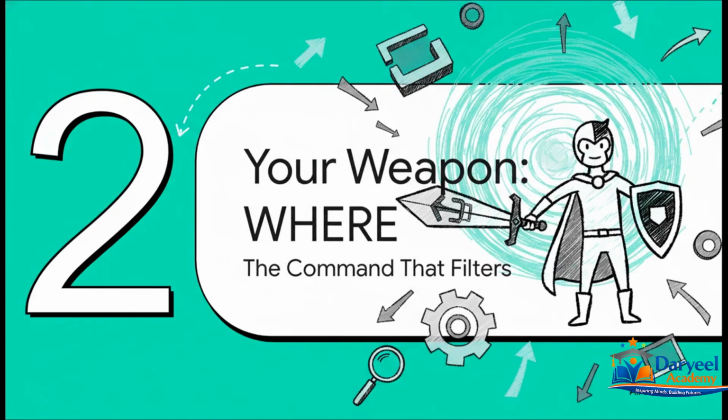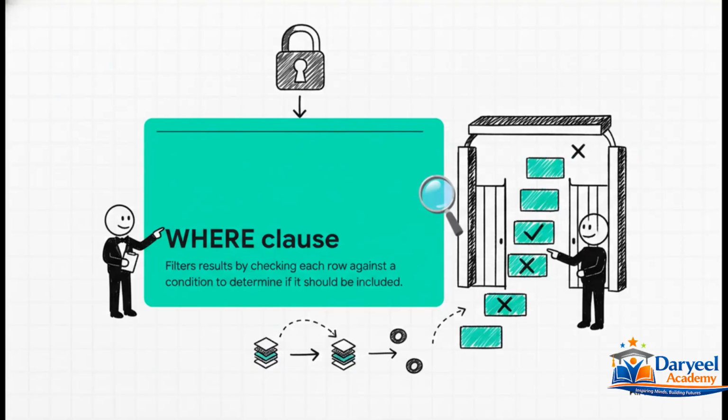Okay, so that's the problem. But don't worry, there's a hero in this story, and its name is the WHERE clause. So what is it? Simply put, the WHERE clause filters your data. I like to think of it as a bouncer at a really exclusive club. It stands at the door of your data table, and it checks every single row that tries to get into your results. If a row matches your rule, your condition, it's in. If not, sorry, it's not on the list.